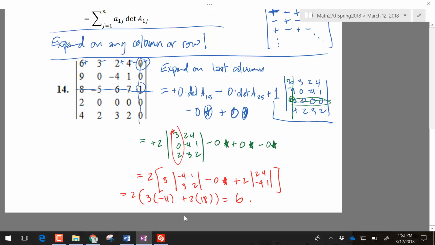Should we check, or did you already check? I checked. Jessica already checked. So this is the determinant of A, if this is A.